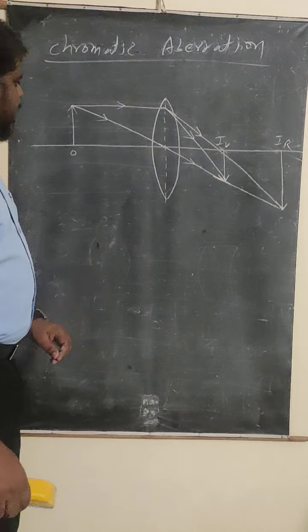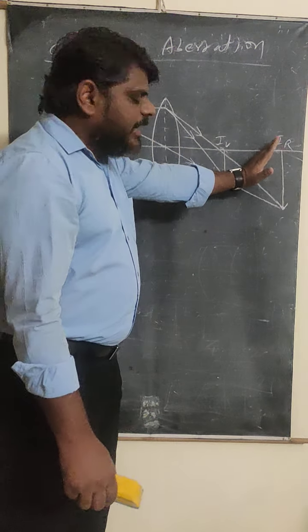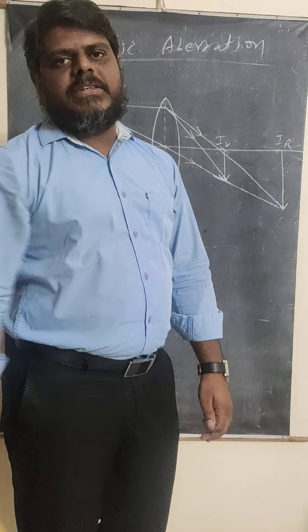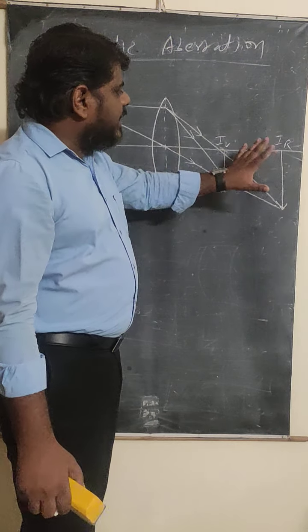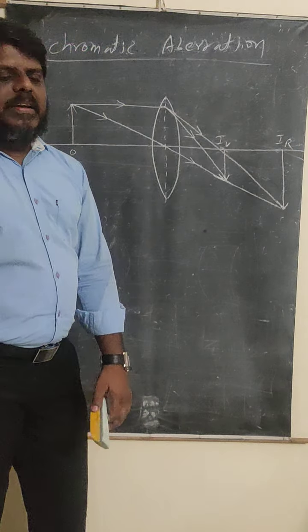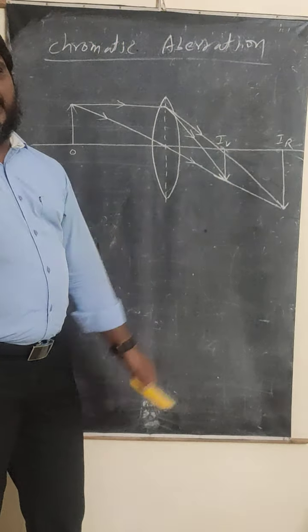So what is happening here? A single object you are taking, but on the other side you are going to get different sizes of images with different colors. So in this way, we can't see the object or the image very clearly. This type of defect is called chromatic aberration.